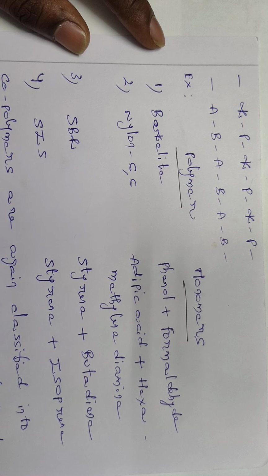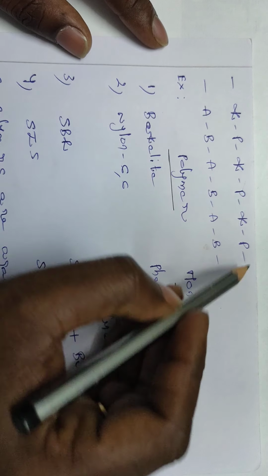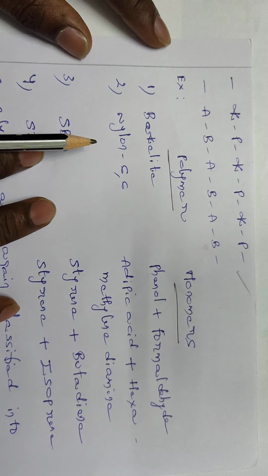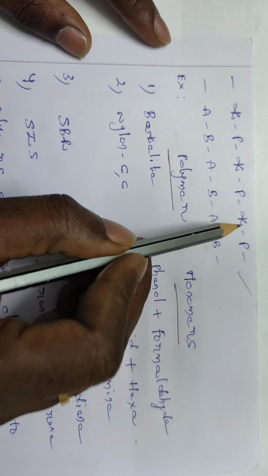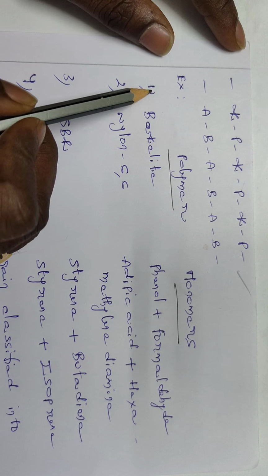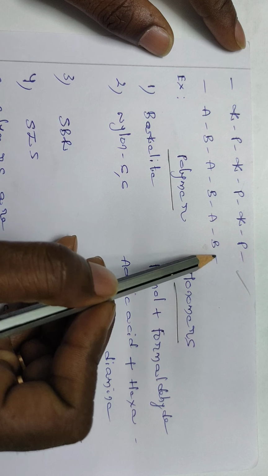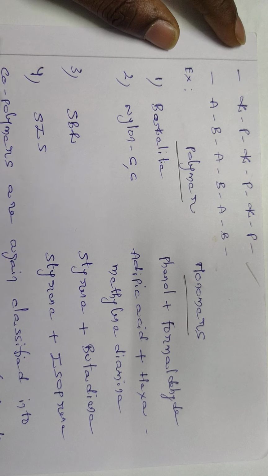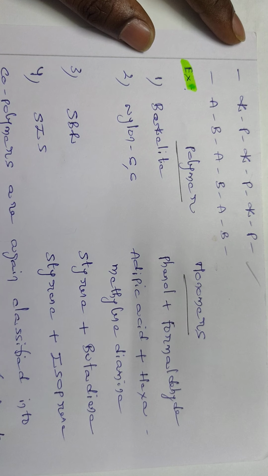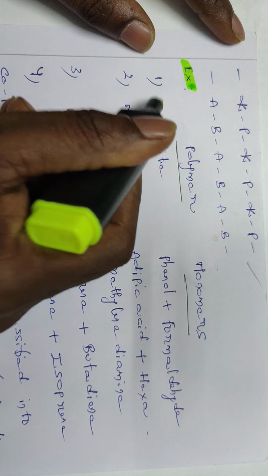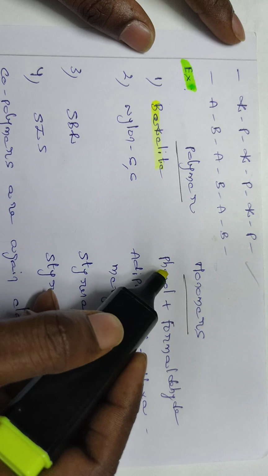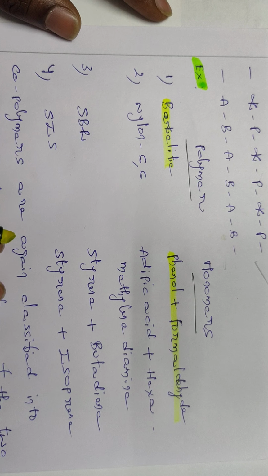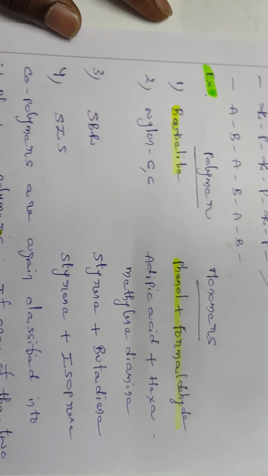So see here, a heteropolymer is like that. Here K and P are two different monomers. KP. A and B are two different monomers. AB. These are heteropolymer chains. So here you can observe some examples. The first one is bakelite. Bakelite is a combination of monomers of phenol and formaldehyde. Phenol is one monomeric unit, formaldehyde is another monomeric unit. So it is an example of a heteropolymer.